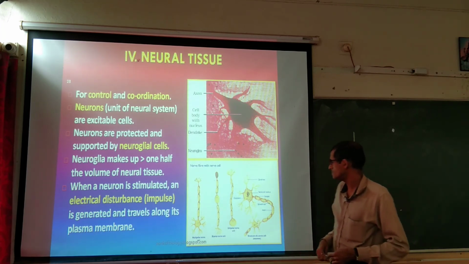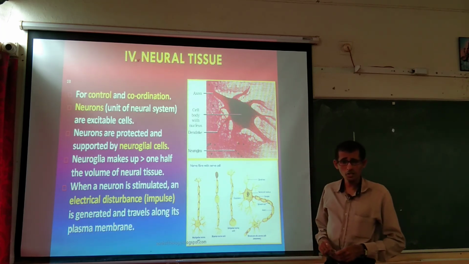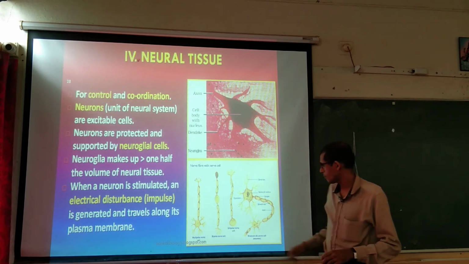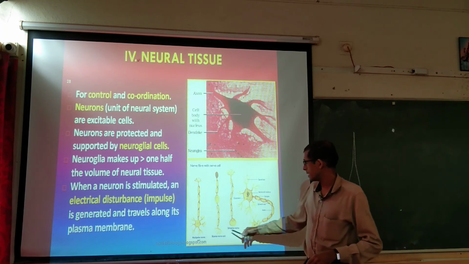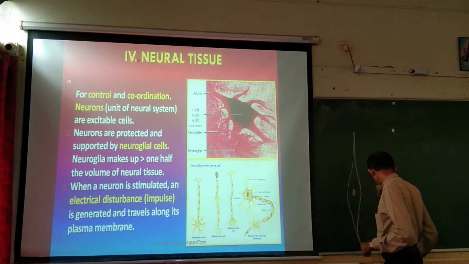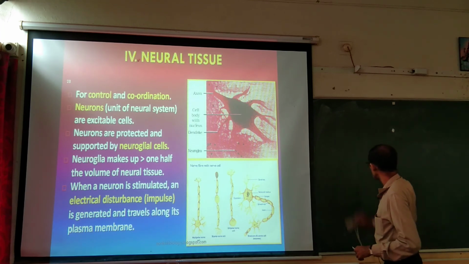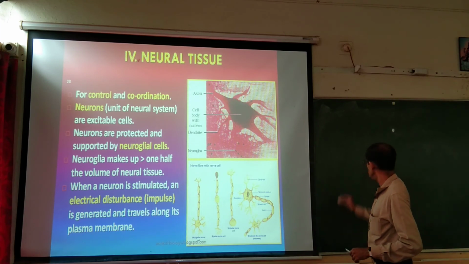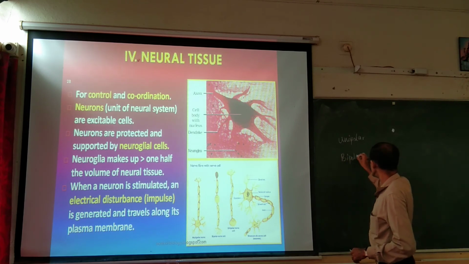Now coming to the types of neuron, it has multipolar, unipolar and bipolar neurons.